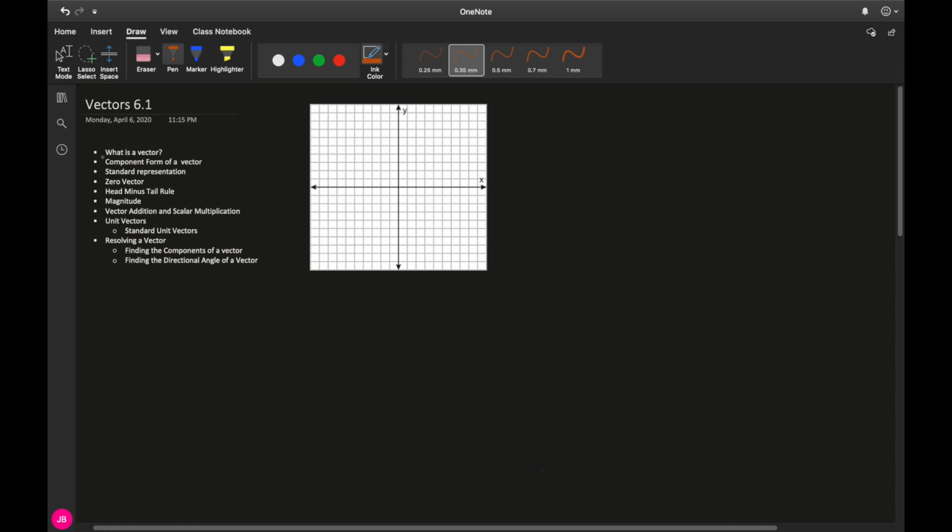You will notice here that I have a list of the things that we're going to cover today. And right at the top of that list, we have what is a vector. So a vector, ladies and gentlemen, is going to be just a directed line segment.